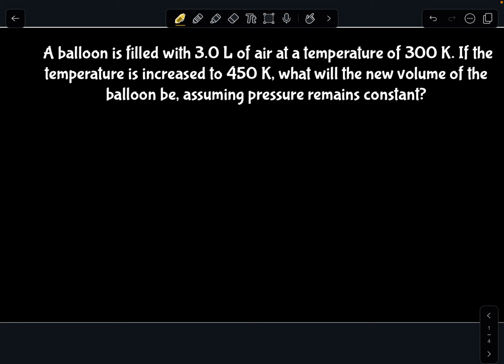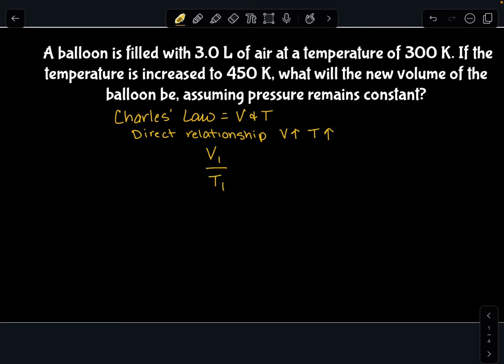Today we're going to be talking about Charles's Law. Charles's Law describes the volume and the temperature of a gas. This is what's called a direct relationship, meaning that if volume increases, temperature increases, and vice versa. If volume decreases, temperature decreases. The equation that we use for Charles's law is V1 over T1 equals V2 over T2.